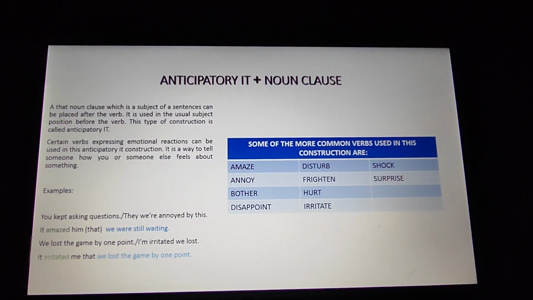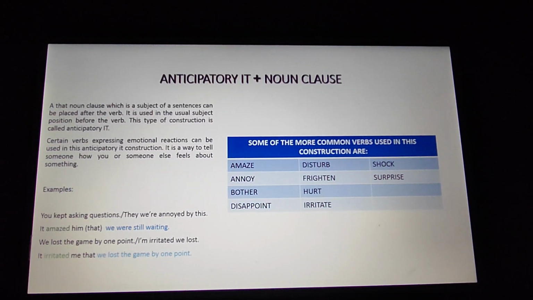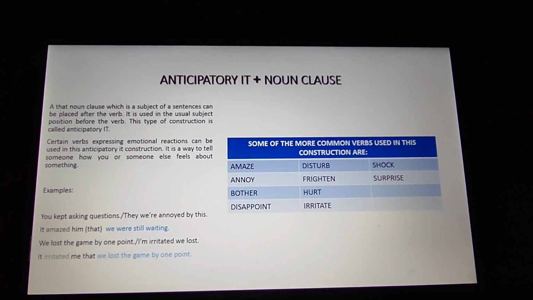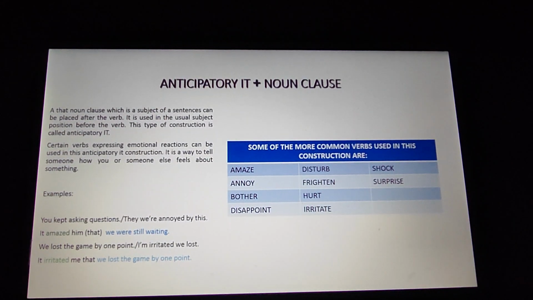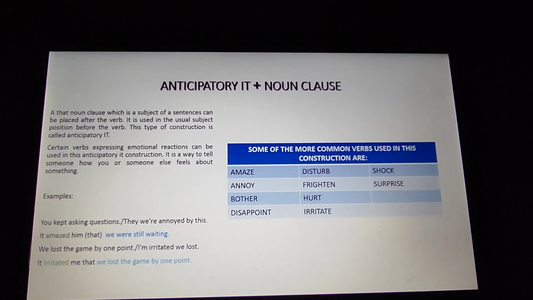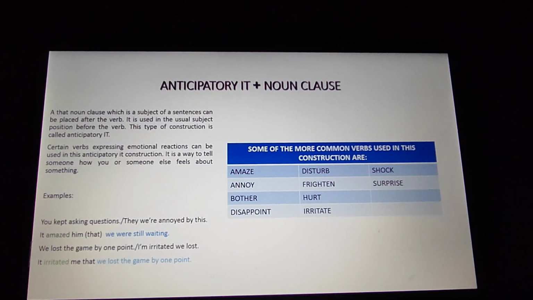We lost the game by 1 point, and it irritated me that we lost. We are using the anticipatory it, irritate is the verb, me, that we lost the game by 1 point. In this case, that is the noun clause.